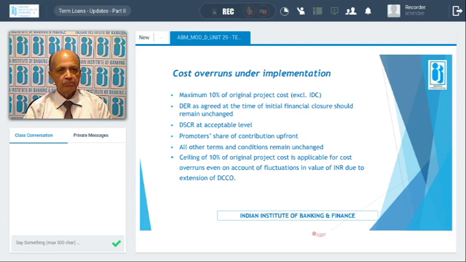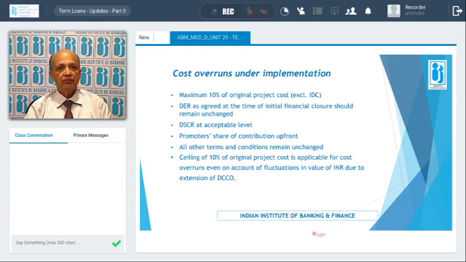Another condition is that whatever the cost overrun, the promoter's contribution should be brought in upfront. Otherwise, once you part with this money, sometimes there will be some laxity on the part of promoters to bring it in. So it should be brought in upfront. Only then should further drawing be considered towards this cost overrun. Then the ceiling of 10% should be inclusive.